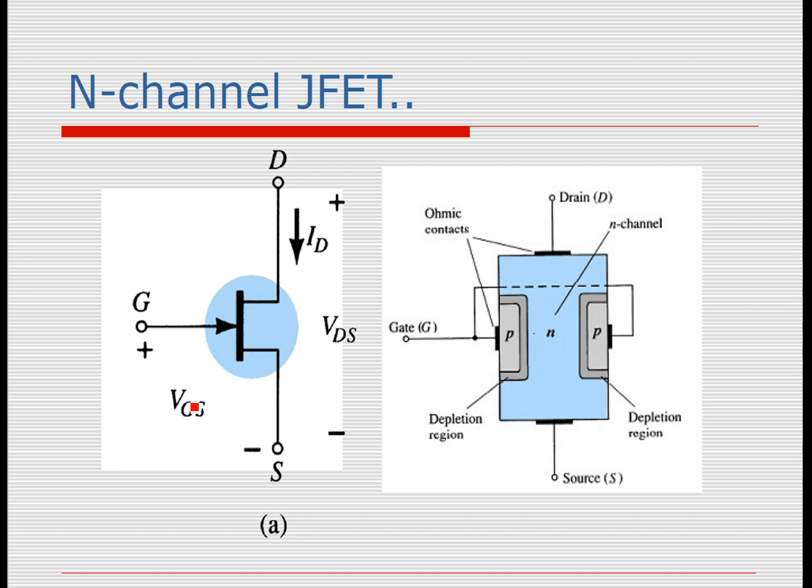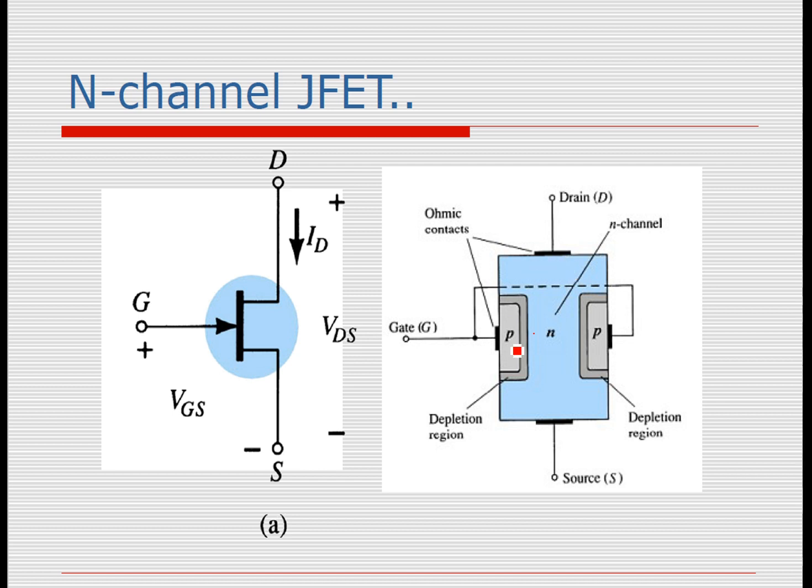Next we will consider this diagram. This is the N channel JFET. Here you can see this is the drain terminal, this is the source and this is the gate. In this structure, a small bar of extrinsic semiconductor material, N type, is taken, and at its two ends two ohmic contacts are made, that is source and drain.